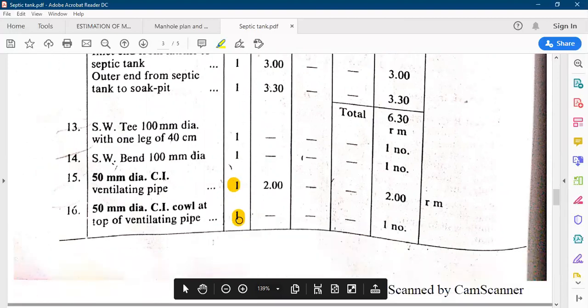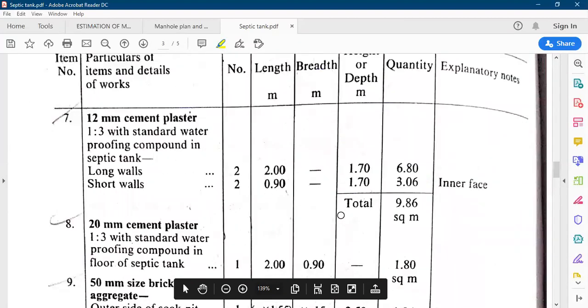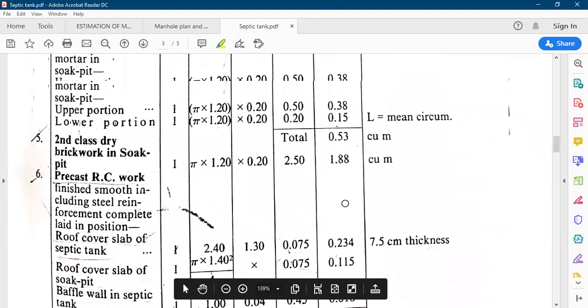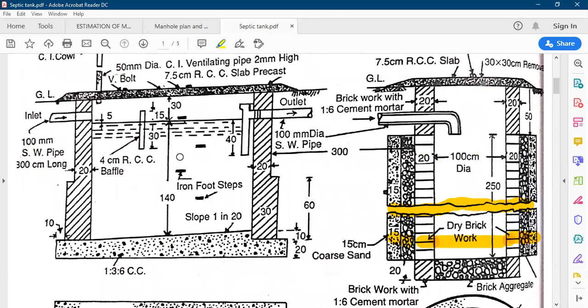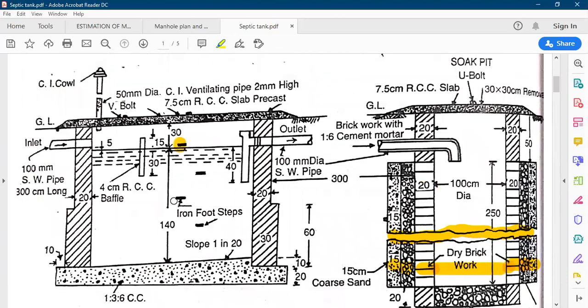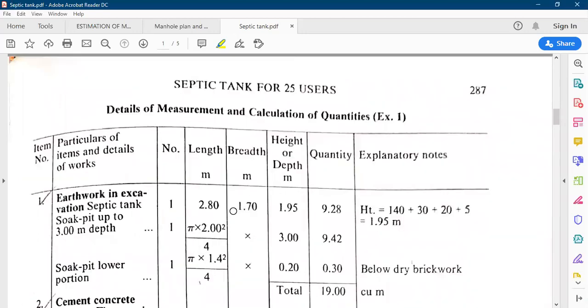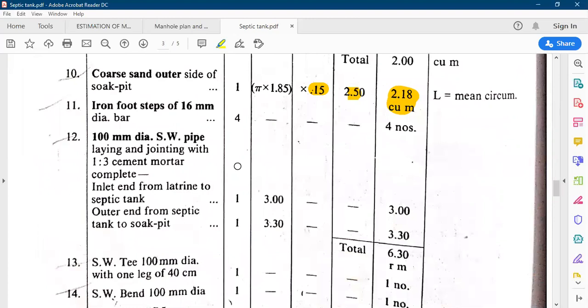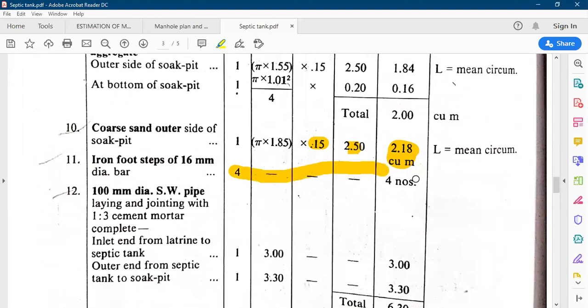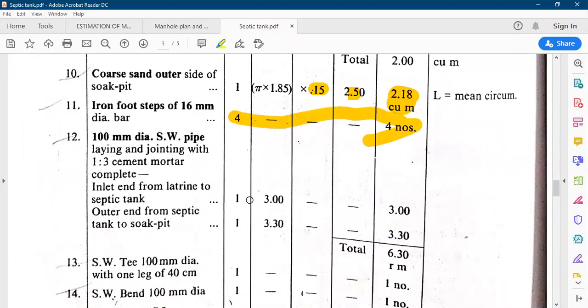So let us identify how many iron footsteps there are in the septic tank, used to get inside the septic tank for cleaning purposes. There is one, two, three, and four iron footsteps inside the septic tank. So these are the four iron footsteps, as mentioned here.